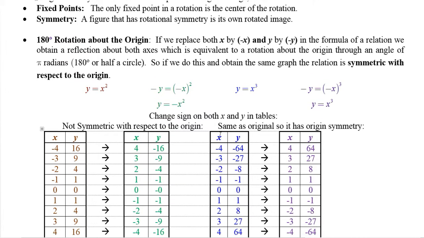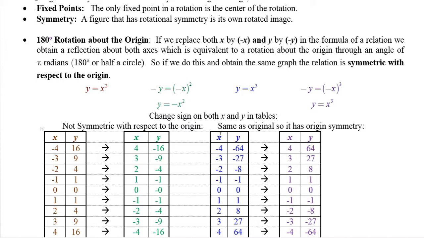Okay, so specifically, if we want to do a 180 degree or pi radian rotation about the origin, we need to reflect over both the x and y axes. So you need to replace x by minus x and y by minus y, both. And that will give you a half circle turn, basically.